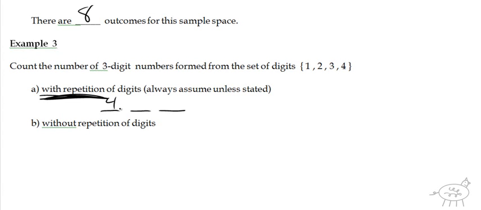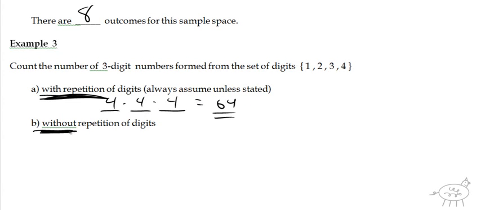And then what can go in that next blank? Well, 4, because I can repeat everything. So in other words, I can put the number 1, 2, 3, 4 in the first blank. I can put 1, 2, 3, 4 in the second blank, or I can put 1, 2, 3, 4 in the third blank. And so that's why you got 4 times 4 times 4, which is 64 outcomes.